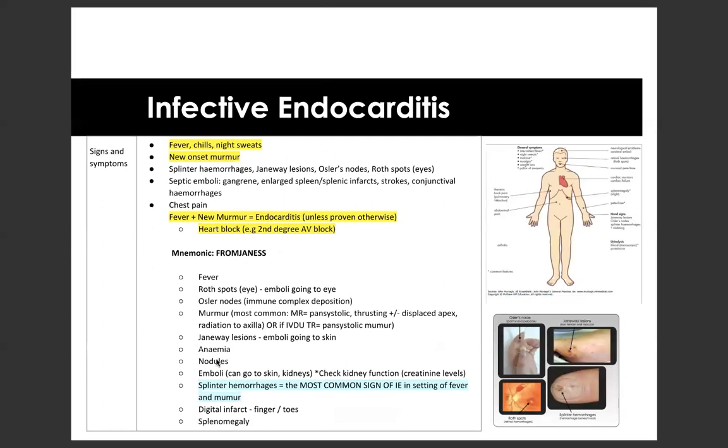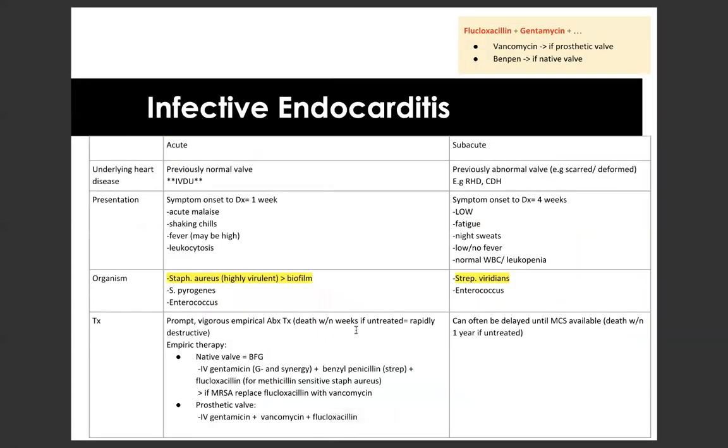So I just put some notes here. So I'm sure you're aware, the mnemonic to remember the features of infective endocarditis, you can use from Janeway's, which is, I think, pretty good. And in terms of the presentation, you can think of it as either acute or subacute. And that's important because that, I guess, means there's likely a different organism implicated.